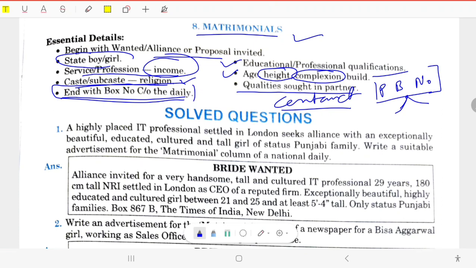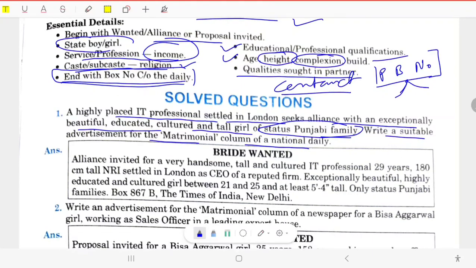So let's have a look at the question. A highly placed IT professional settled in London seeks alliance with an exceptionally beautiful, educated, cultured and tall girl of status Punjabi family. Restriction is there. Write a suitable advertisement for matrimonial column of a national daily. Okay, see now. The heading will be BRIDE WANTED. It is in capital letters. Begin with, as I said earlier, alliance or proposal invited.